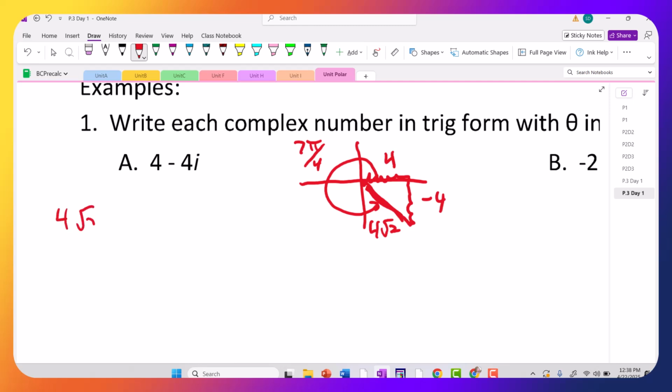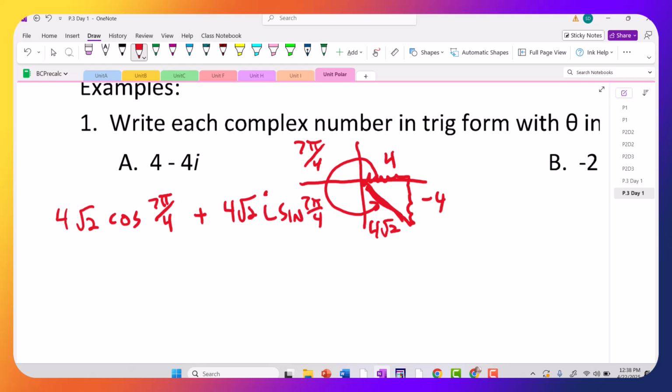It's 4√2 cosine of the angle measure in question plus 4√2 i sine of the angle measure. And you really should put that i in between the number, the radical, and the sine. You don't write it first, 4√2 sine. Some people write it at the end.